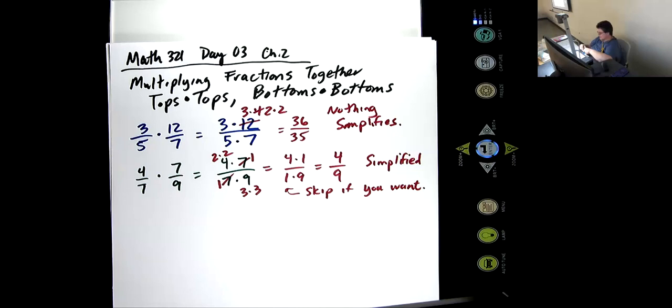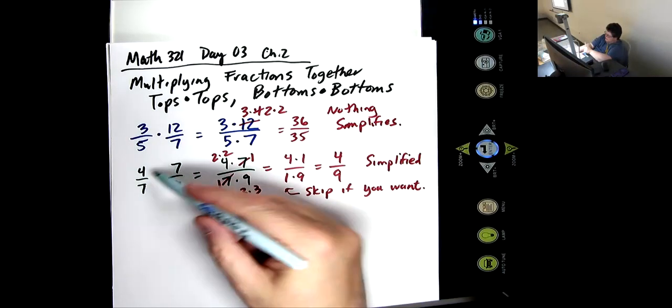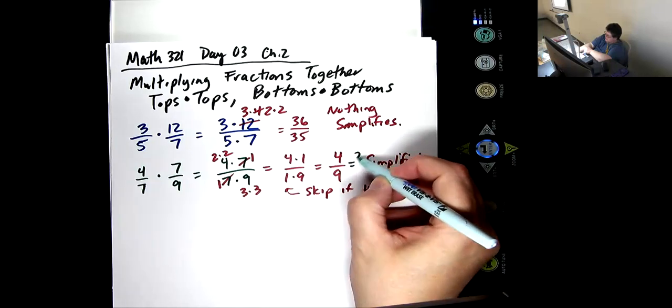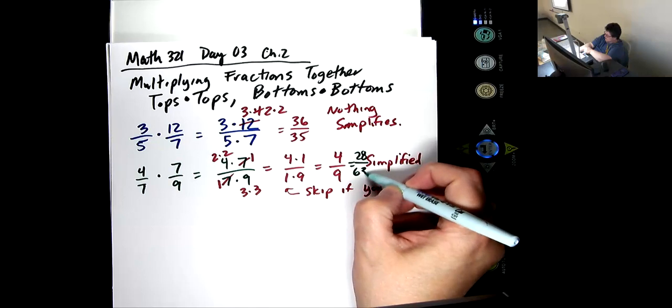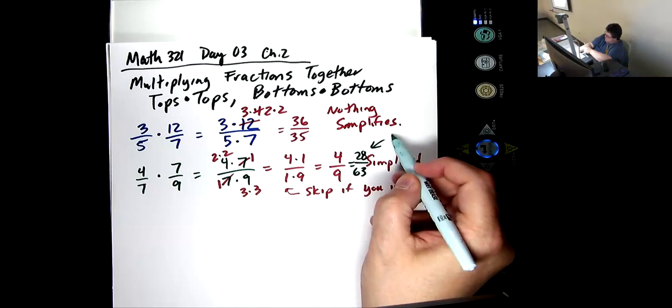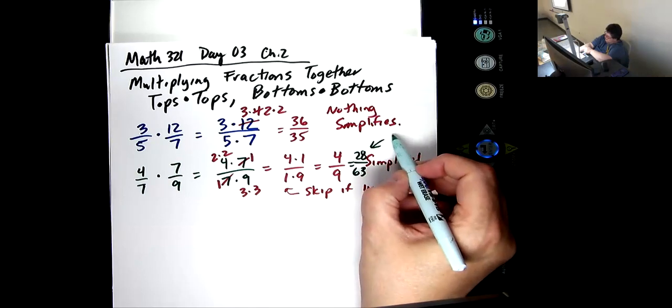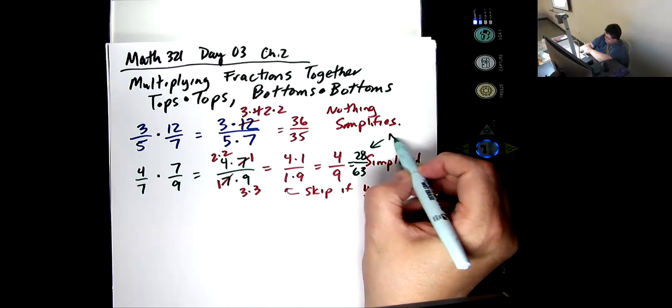If we had not simplified this, this would have been 28 on top. 4 times 7 is 28. 7 times 9 is 63. The computer, the answer key, will not let you leave it that way. No go.